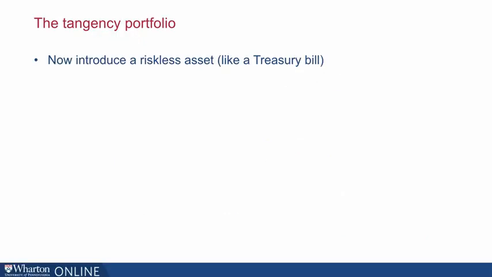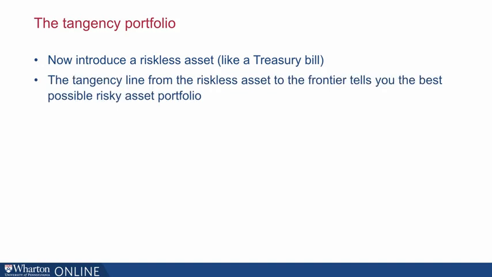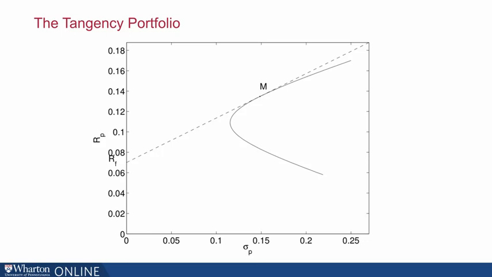Now let's introduce a riskless asset, like a treasury bill. The tangency line from the riskless asset to the frontier tells you the best possible risky asset portfolio. So consider this following graph. Here we see mean on the y-axis and standard deviation on the x-axis.